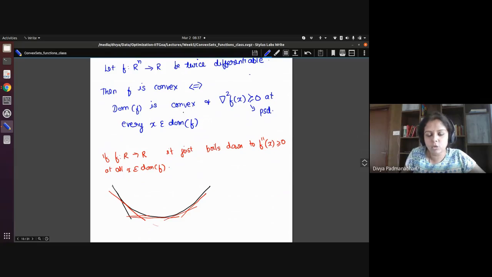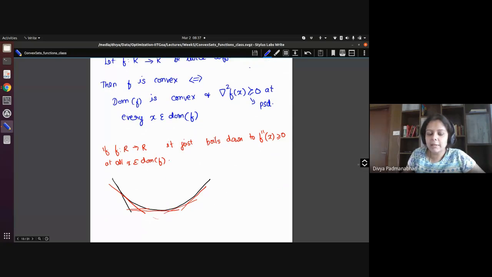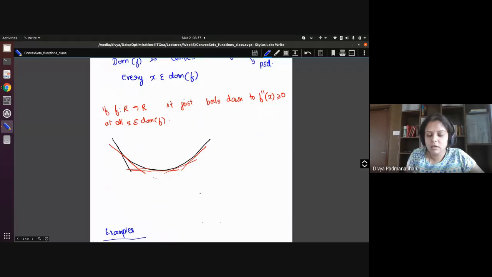So if it is convex, then this condition is true for every point, and similarly, if this condition holds for every point, then the function is convex. Okay, and so in one dimension, what this just meant was that the second derivative is greater than or equal to 0 at every point. What it meant intuitively is that as you go on, the slope just increases. So these are some of the characterizations we saw.